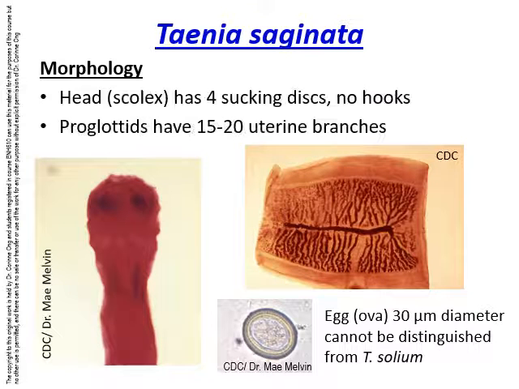The head is also called the scolex. The beef tapeworm has 4 sucking discs and no hooks. You can see 2 of them clearly in the picture on the left. On the top right is a proglottid, which is a segment of the tapeworm which has been stained with dark Indian ink to show the uterine branches. On the lower right is the tapeworm egg. It is highly magnified as it is only 30 micrometers in diameter and is usually found in the uterine branches. Both beef and pork tapeworm eggs look alike and cannot be distinguished from each other.